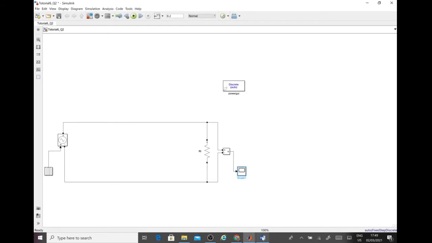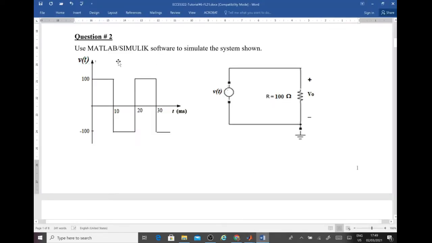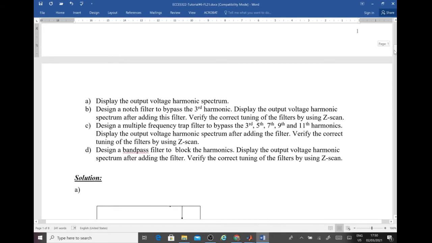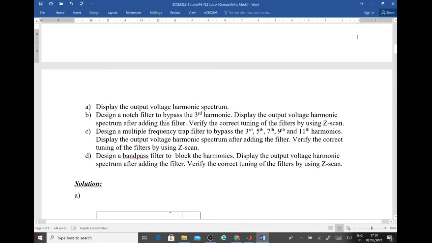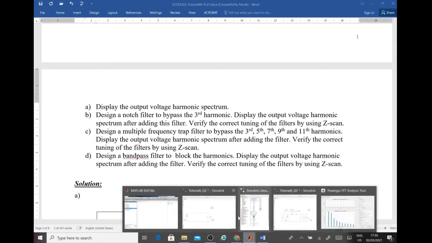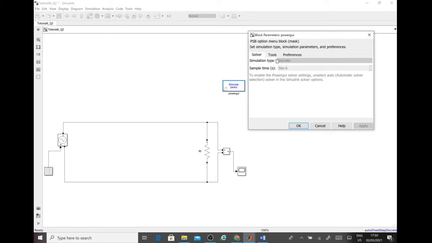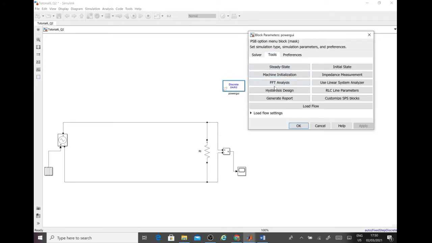Okay, this is for the first part, which says that use MATLAB to simulate the circuit. Now let us look at the second part. It says to display the output voltage harmonic spectrum. So we'd like to look at the harmonic spectrum. How to do the harmonic spectrum? By clicking on this icon over here, go to Tool, and then go to FFT, Fast Fourier Transform.